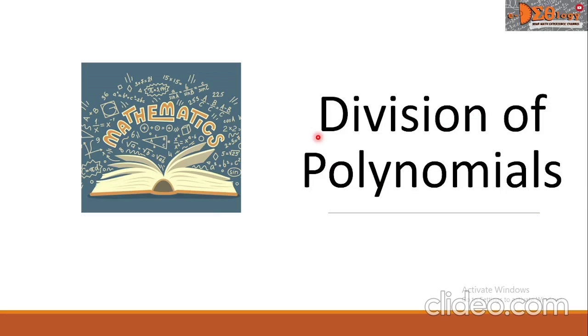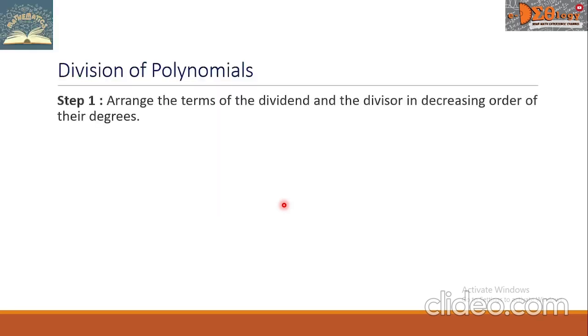Hi everyone. Today we're going to study division of polynomials. Here are the steps. Number 1. Arrange the terms of the dividend and the divisor in decreasing order of their degrees.